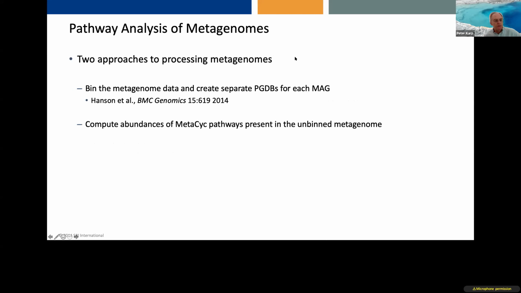And I'll note that Pathway Tools can perform all of the same processing for metagenomes as well as for genomes. There are really two ways to process metagenomes. One is to bin the metagenome data and create metagenome-assembled genomes, or MAGs. And the software can create separate pathway genome databases for each MAG. And we have a whole set of functionality for analyzing MAGs and searching across multiple MAGs, for example. Or conversely, you can treat the metagenome as one large data set and create a PGDB for it, and even compute the abundances of the pathways present in the metagenome.